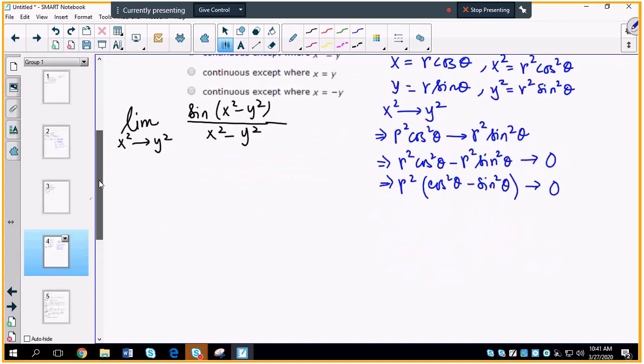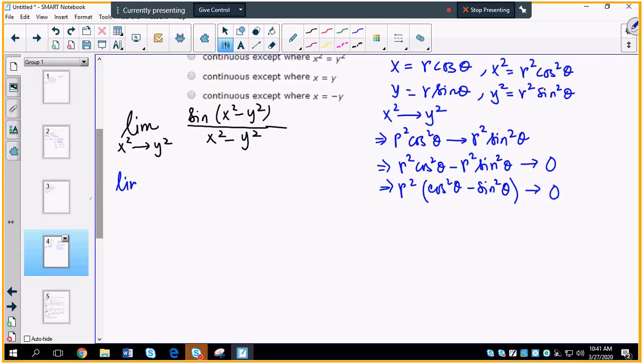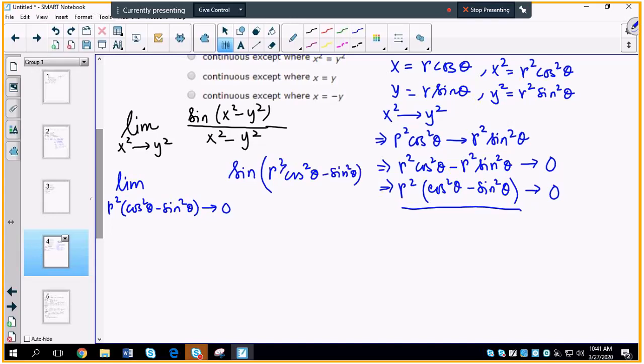Now come back to your limit. You're going to rewrite this limit as limit r squared cosine squared theta minus sine squared theta, that's what we have obtained, approaches 0. That is what it is to say x squared is approaching y squared. And the function becomes sine of x squared minus y squared. Isn't that exactly what we have done here? So we'll say that this is r squared cosine squared theta minus sine squared theta, inside parentheses. That's the top. And the bottom is just x squared minus y squared, so this is r squared cosine squared theta minus r squared sine squared theta.